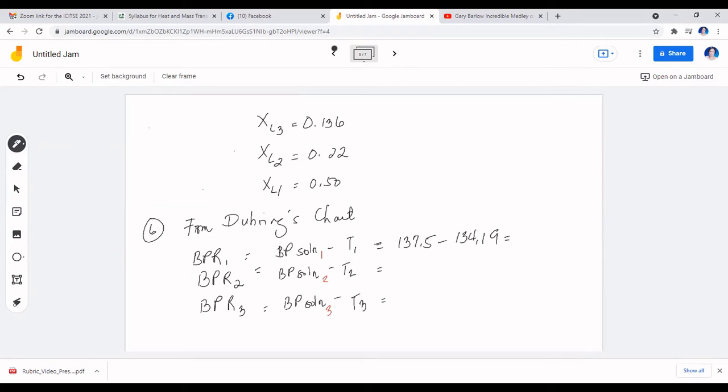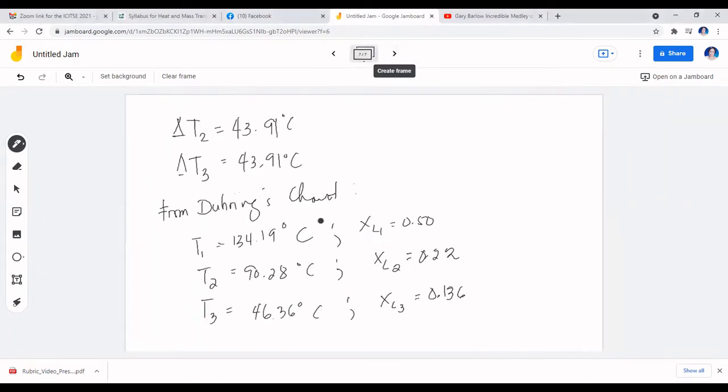Now the difference of these two will lead you to the BPR. For the BP of the solution in the second effect, you use the same process. In our second effect, the saturation temperature this time is lower, 90.28, and your solid content is 0.22. So if you just approximate it to 90 and 0.22, you go back to our Duhring chart.